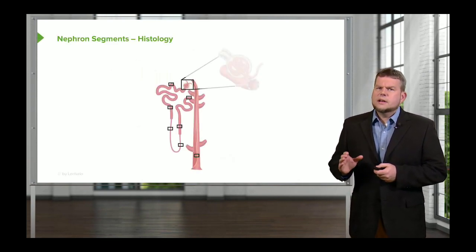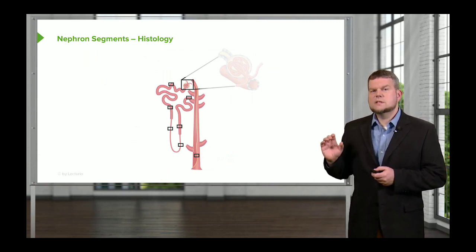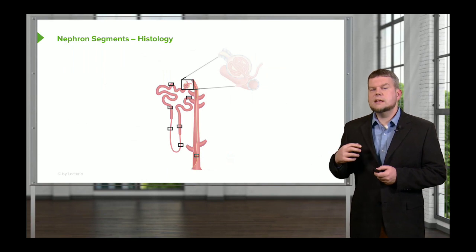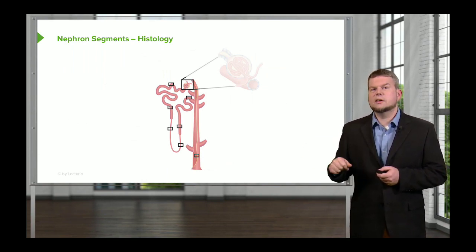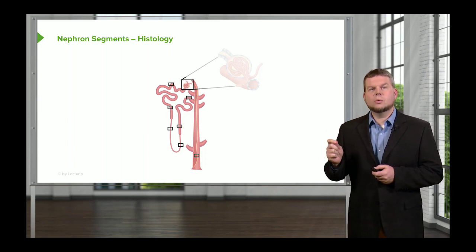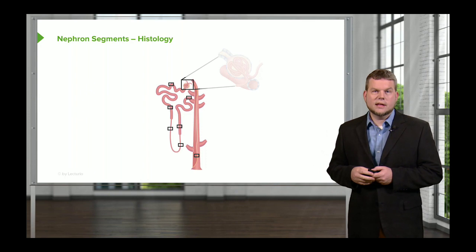Now the nephron is pretty complex, so we're going to break it down into a number of small segments, because if we can learn each of these small segments, we're going to be able to put it together and really understand what the nephron and the kidney does for us in terms of homeostatic regulation.